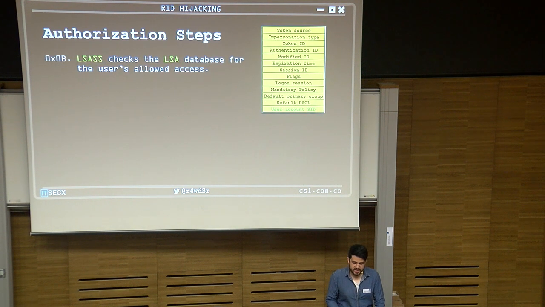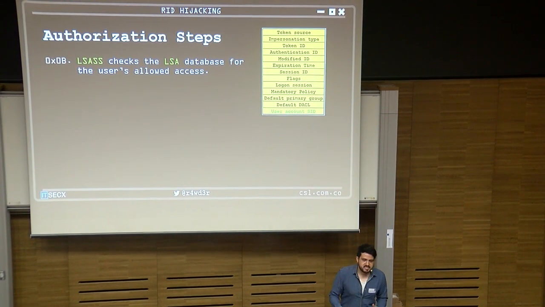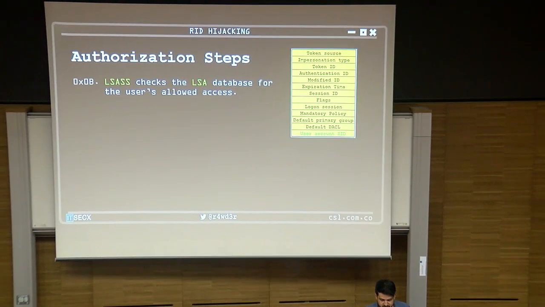So going ahead with this authorization task, the LSASS receives the logon information from the authentication package MSV1_0 and checks up its own database, which is the security registry hive, to determine the user's allowed access. This check is done by using the security identifier of the user.